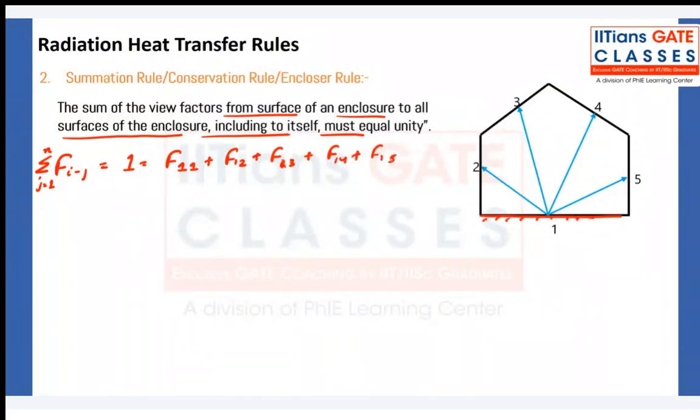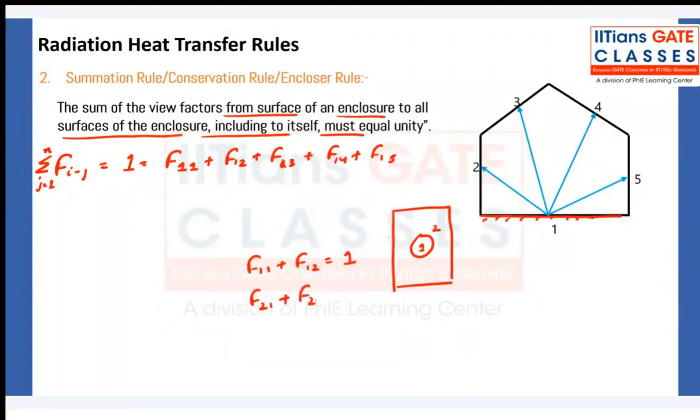So this is your summation rule. If only two surfaces are there, this is 1 and this is 2, then F11 plus F12 is equal to 1. I can also say F21 plus F22 is equal to 1. Any doubt in this? Only two surfaces are there. Very frequently we are going to use this formula as well. So reciprocity and summation rule are very, very important.